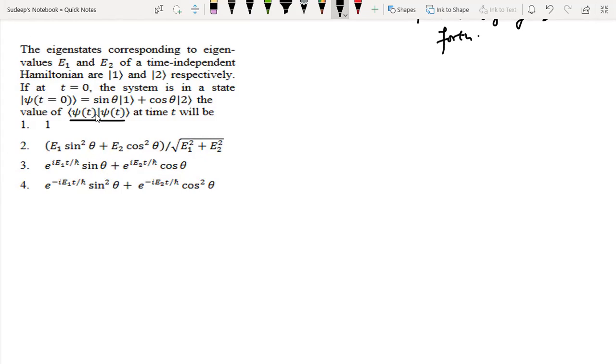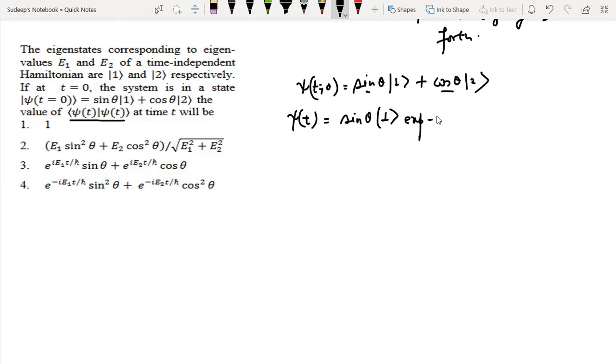Okay, so again, this is an easy problem. It's not that difficult. I know that initially my state at time t equal to 0 is given to be sin theta ket 1 plus cos theta ket 2. And I know that this square plus this square is 1, so that's not a trouble. I want to know what my wave function would be at any later time t. It would be simply sin theta ket 1 exponential minus i E1 t upon h bar plus cos theta ket 2 exponential minus i E2 t upon h bar.